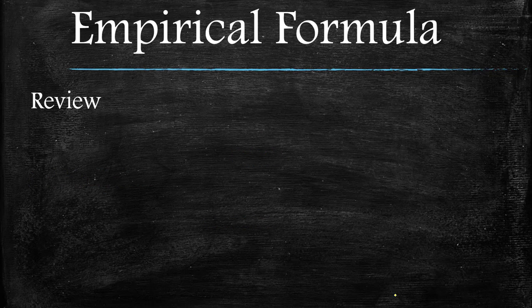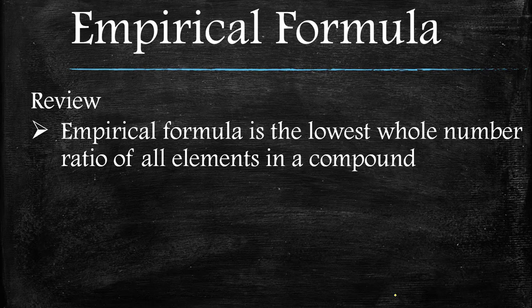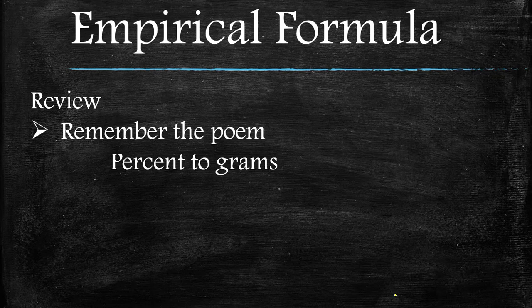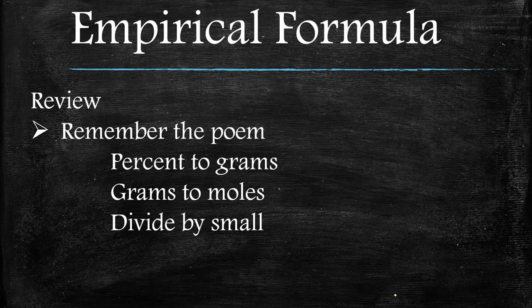So to review, the empirical formula is the lowest whole number ratio of all elements in a compound. If you know the percent composition of the elements in the compound or the mass of each of the elements in the compound, you can work out the empirical formula. Don't forget the poem. Percent to grams, grams to moles. Divide by small, multiply till whole.